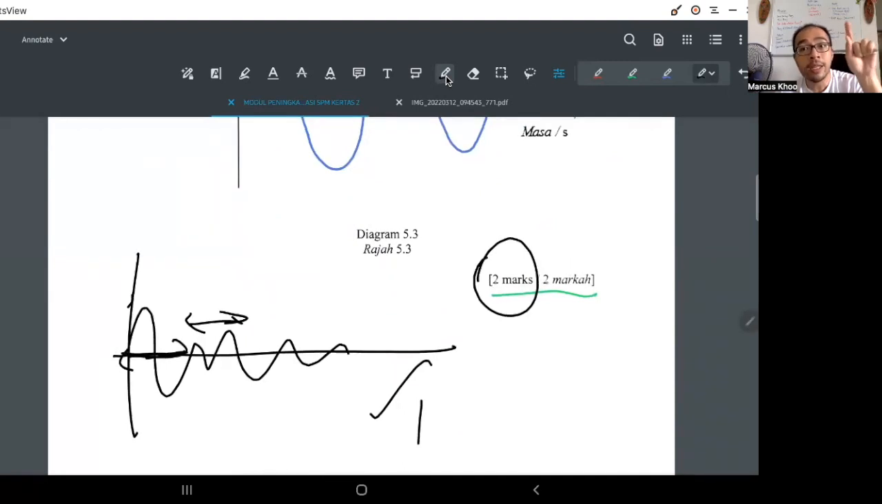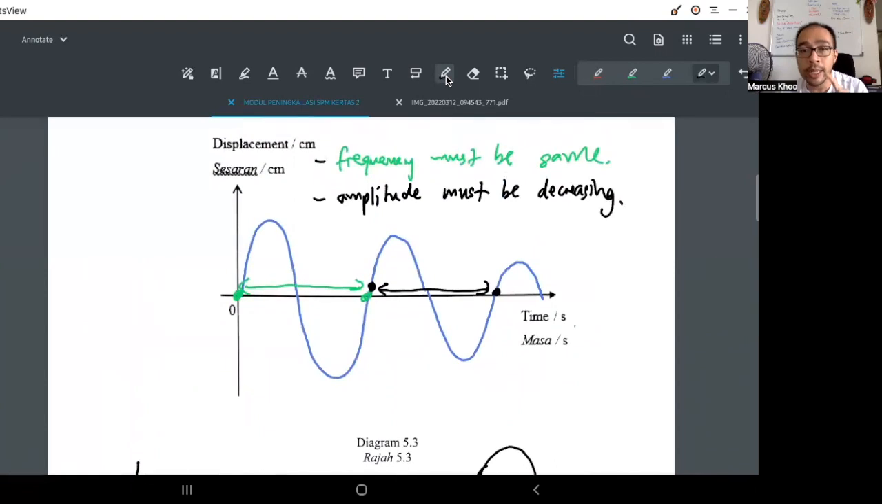Yang penting dia punya puncak sama lembah itu berkurang. But a lot of people will forget that the frequency has to remain the same also. So you need to draw 2 cycles. Okay, learn to draw this. Draw 2 cycles. Make sure that the frequency is the same.